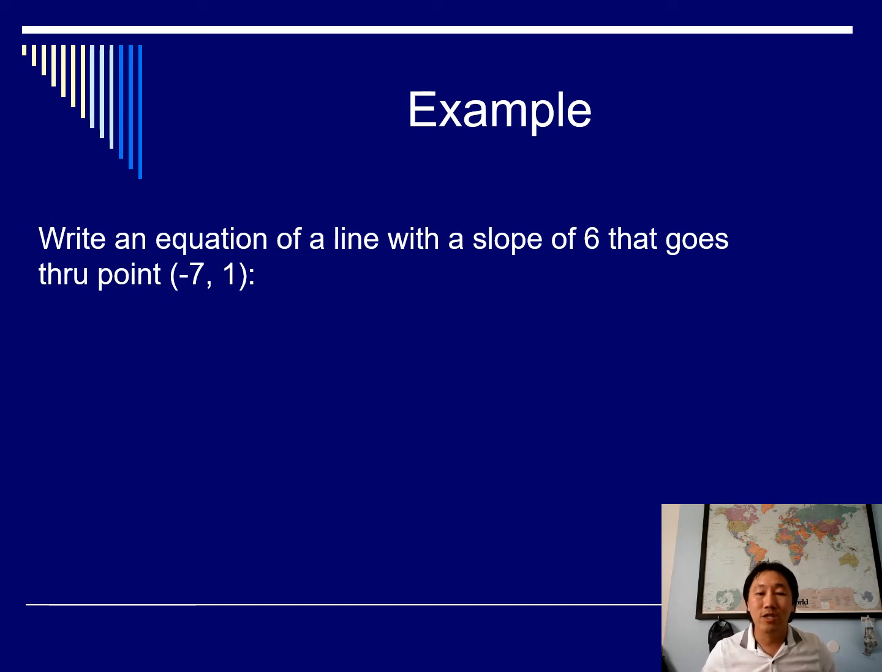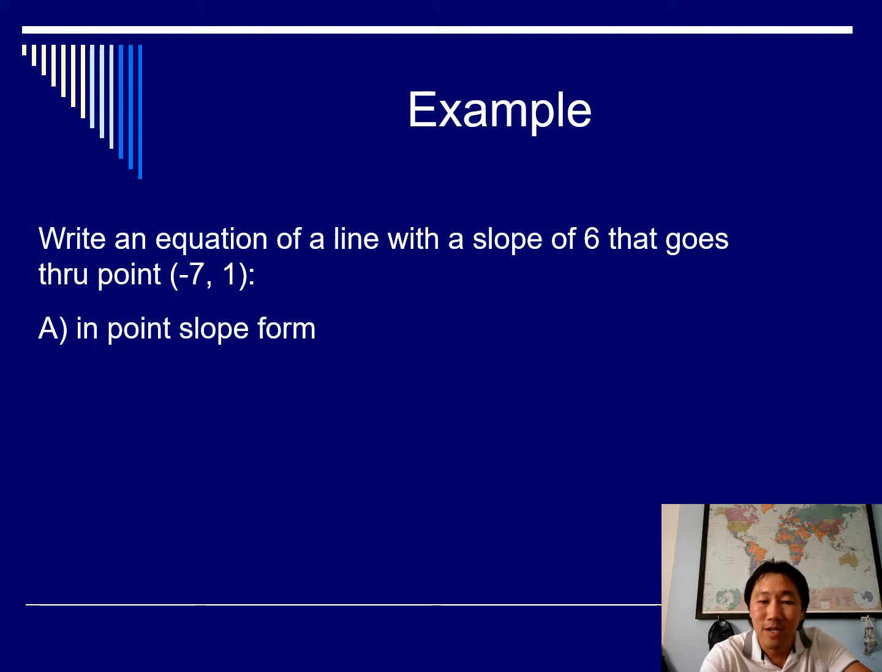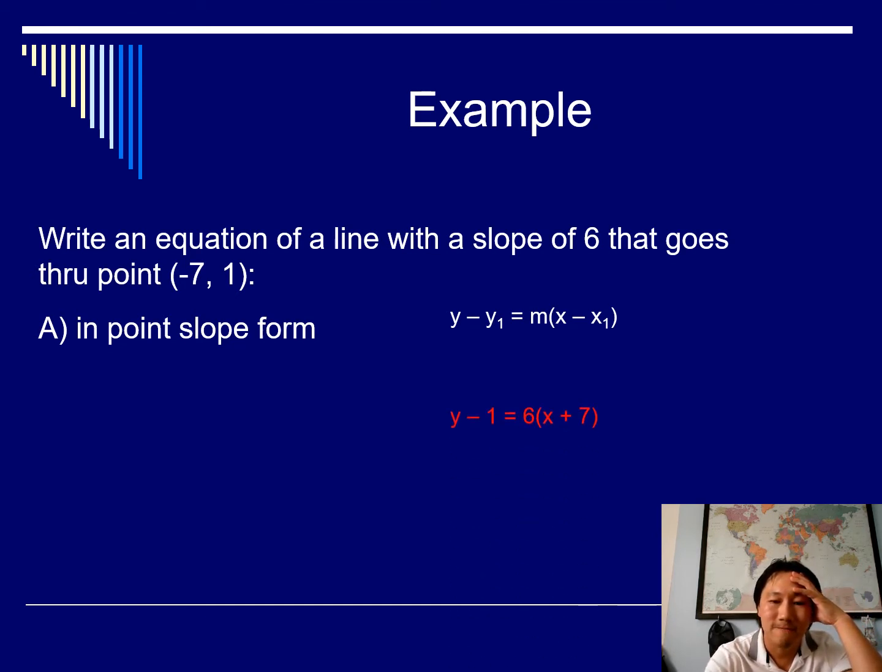Write an equation of a line with the slope of 6 that goes through point -7, 1. So they give you a slope and they give you a point. The obvious thing to do is put it in point slope form. There it is, there's the equation. Just plug in the slope and the point. And there's your answer.